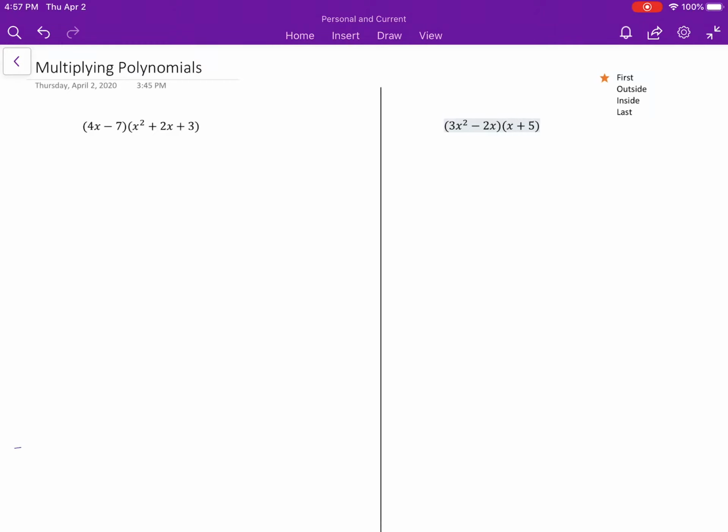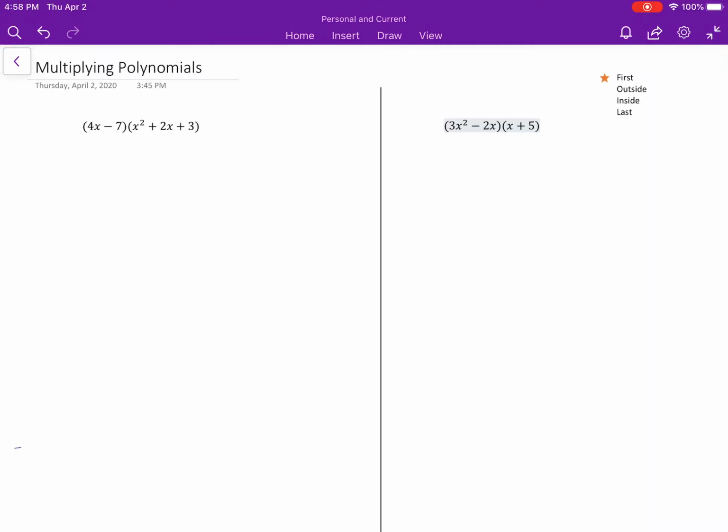Today we're going to practice a couple of methods of multiplying polynomials, and I'm going to start over here on the left where I have a binomial 4x minus 7 multiplied by x squared plus 2x plus 3. The first method I'm going to use is that distributive property where I multiply each term in the first binomial by each term in the trinomial.